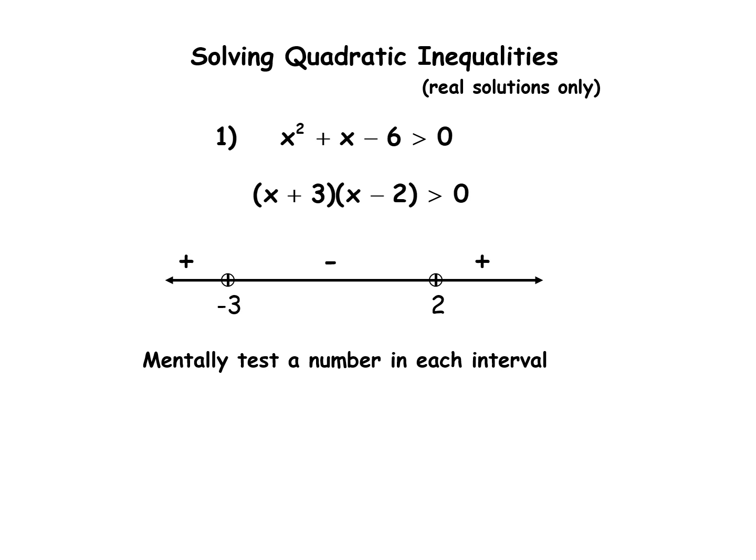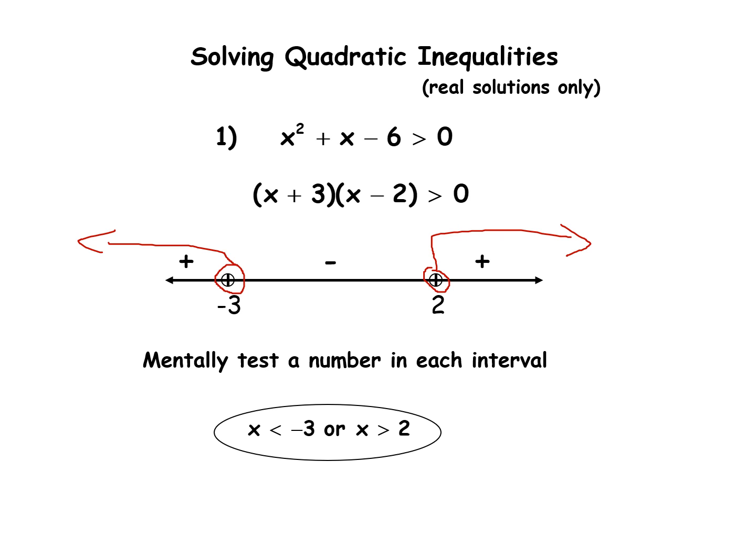You are looking for where your solution is greater than 0, so you are looking for solutions that would be in this area and in this area. And again, I did open circles instead of closed circles because this is greater than, not greater than or equal to. So therefore, your solution set would be x has to be less than -3, or x has to be greater than positive 2. Let's try another one.